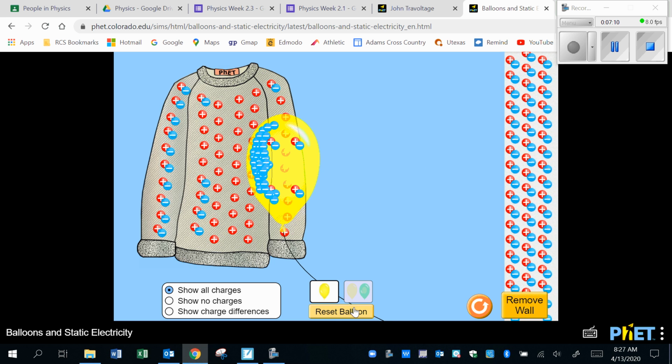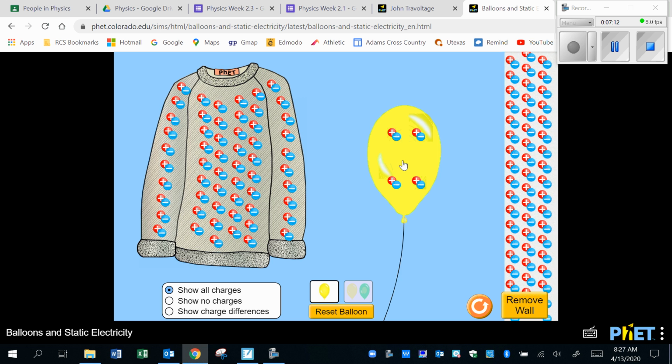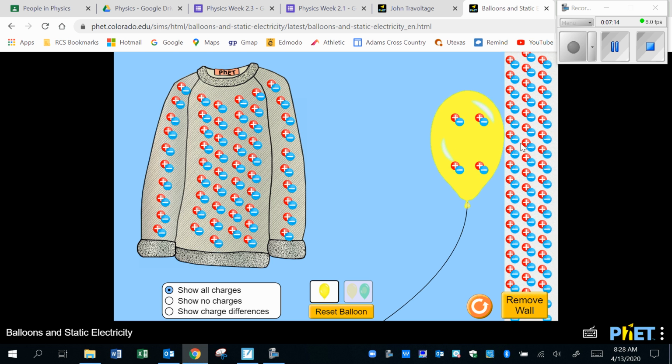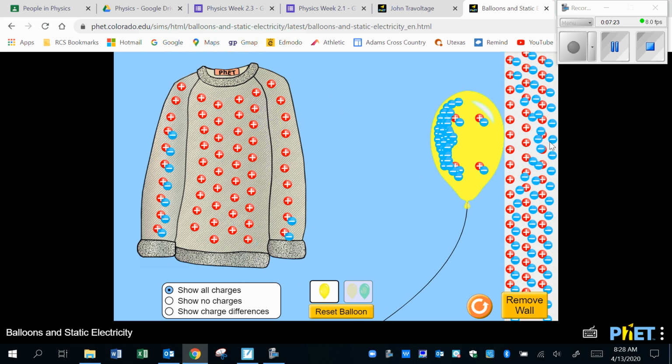If I reset and I take the balloon over, I've got equal numbers of positives and negatives, which means that my little blue negatives in the wall have equal amounts of attraction and repulsion. So rub it on there, bring it over, I let it go, and now the balloon stays because these negatives are closer to the positives, strong attraction, and farther from the negatives, a weaker repulsion. Attraction wins, rule number 4.